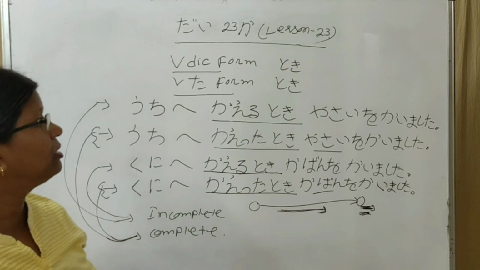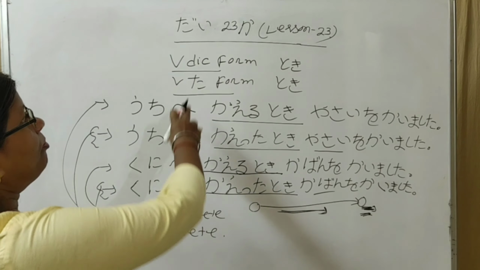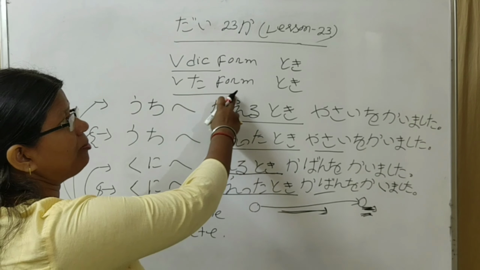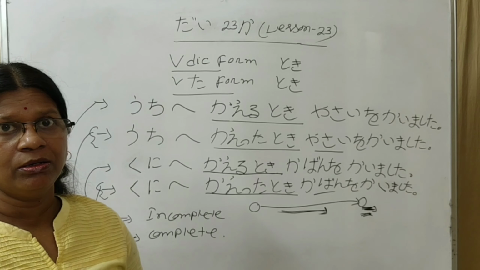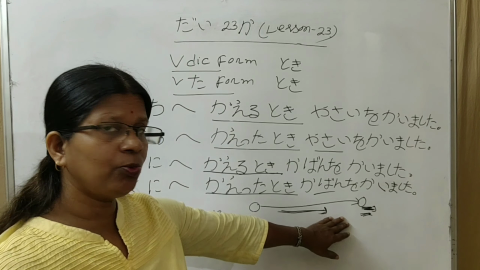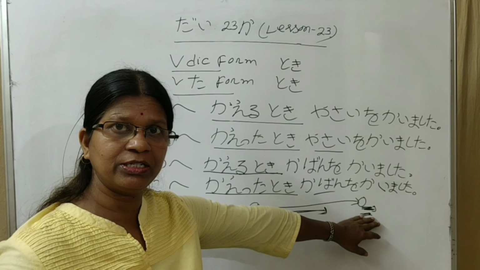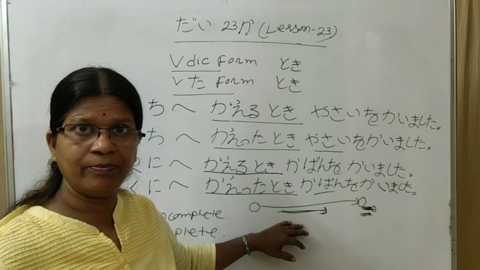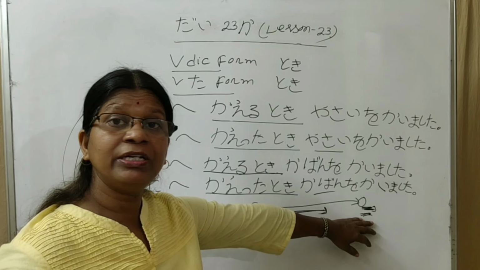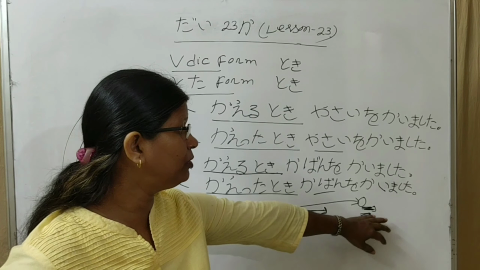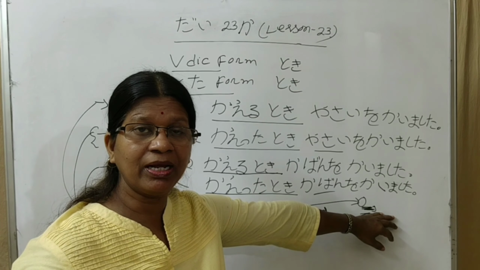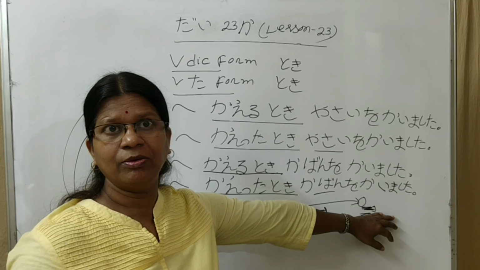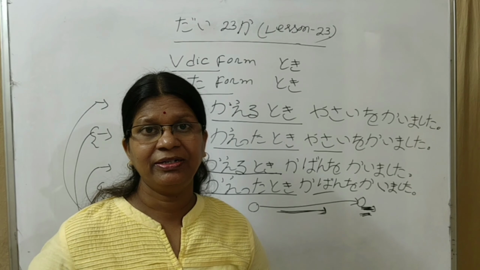Hope you understand where you use verb dictionary form toki and where you use verb ta form toki. The action you do on the way before you reach your destination, that action takes dictionary form toki. And after reaching the destination, when you do the action, that verb takes ta form toki. Okay. Hope you understand it.